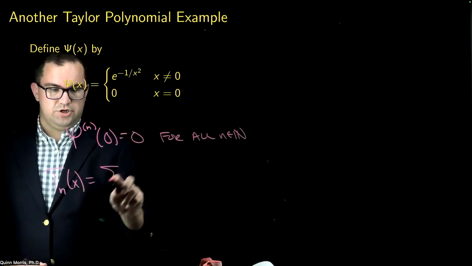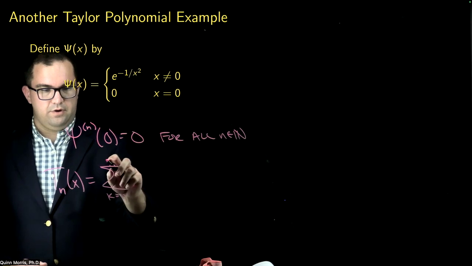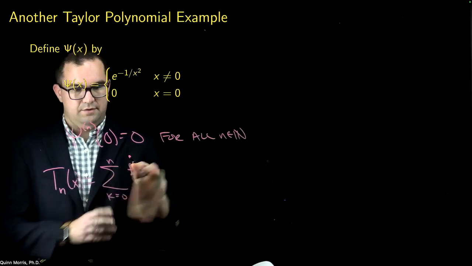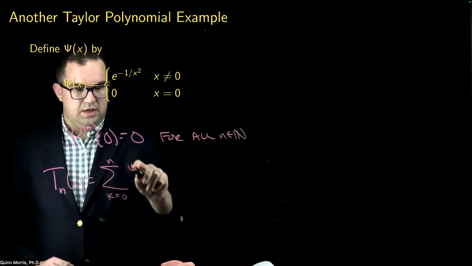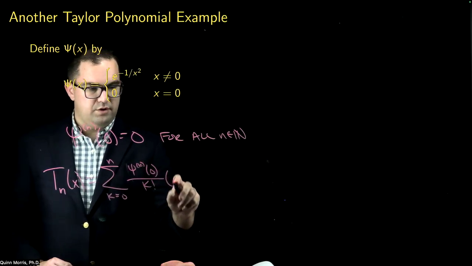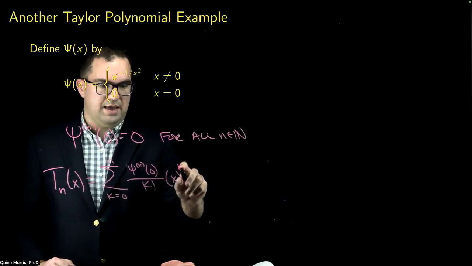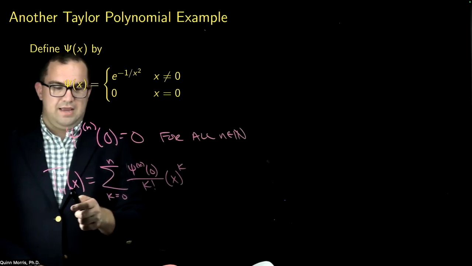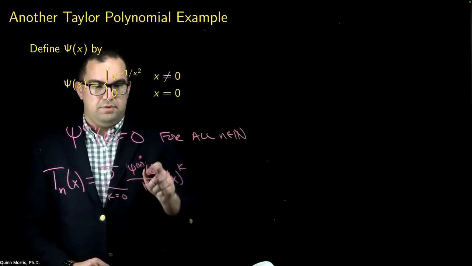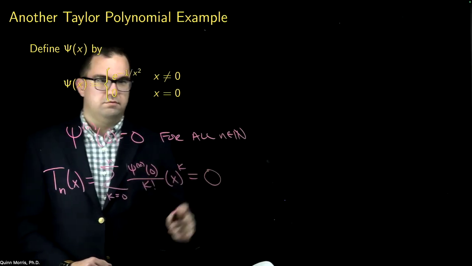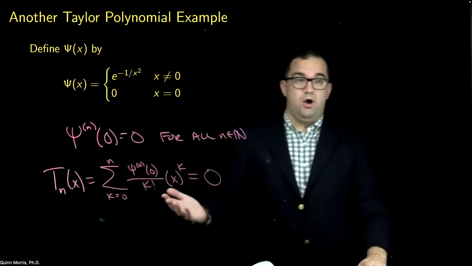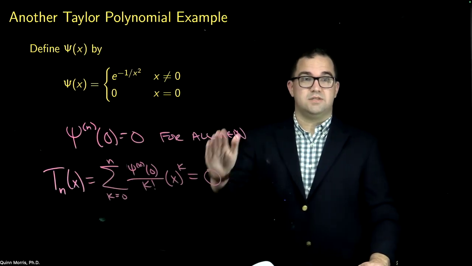Remember that in general this was defined as the sum from k equals 0 up to n of, in this case, since we're doing it for the function psi, psi kth derivative evaluated at 0 over k factorial times x minus 0 to the k. So this would be our Taylor polynomial approximation of psi at 0. But I just said all of these are 0. So the Taylor polynomials, there's only one. It's the 0 function. It's just the constant function 0.